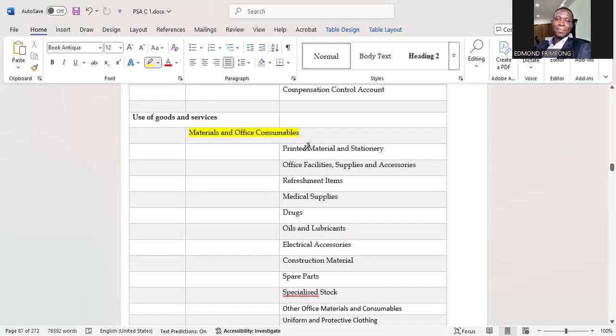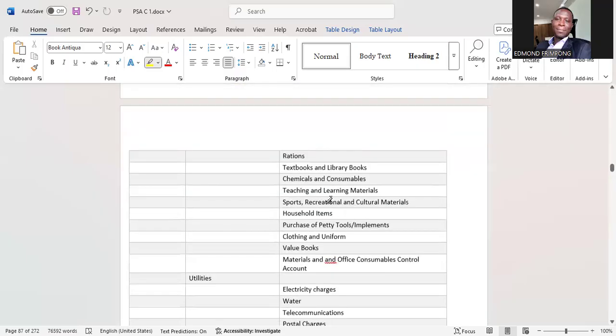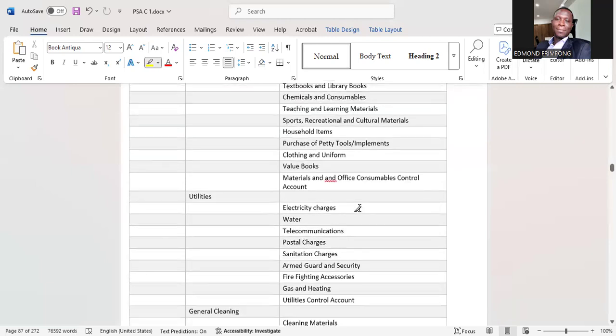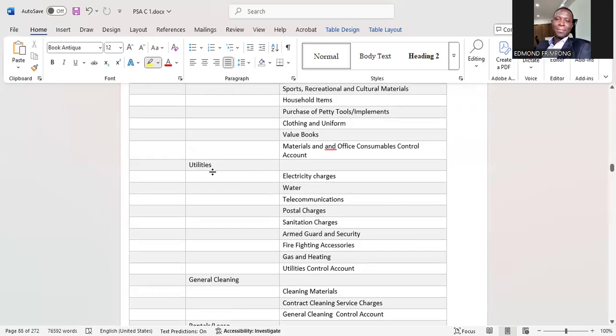So in the exams, you could be given the whole of these things for you to classify them. Usually it would be use of goods and services. They wouldn't give you all this to classify under materials and office consumables, because that alone is a subheading under use of goods and services. Rations are there, textbooks and library, chemicals and consumables, teaching and learning materials. Then you have utilities, I mean payment of water bills, electricity bills, telephone and all those things. So electric charges, water, telecommunication, postal charges, sanitation charges, army guard and security. All these fall under use of goods and services.